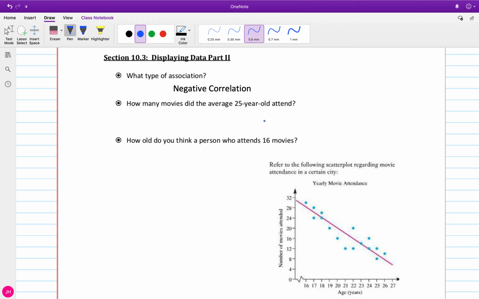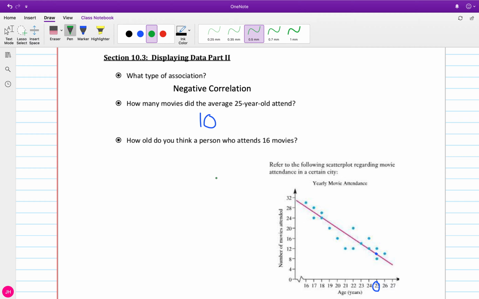So I want to know how many movies did the average 25-year-old attend. So here's 25 years old right here. I do not want to go to these dots. I want to go straight up to where it touches this trend line. So it looks like it's right here. I'm going to have to eyeball, or maybe if you have a ruler or a piece of paper, you can pick it up, but it looks like it's going to be in between 8 and 12. So I'm going to go with 10 movies that the average 25-year-old attended.